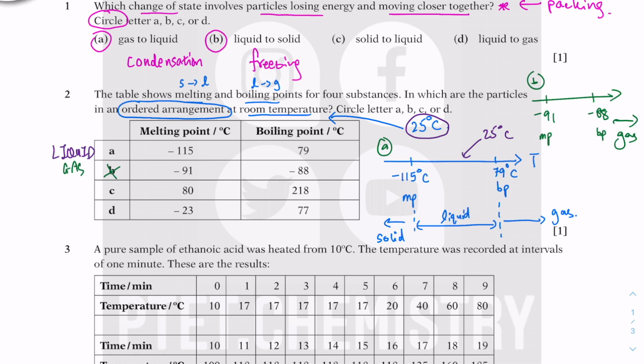I really think we are looking for a solid. But anyway, let me show you the rest of it. If I'm looking at C now, I have 80 degrees Celsius and 218 degrees Celsius. This is the melting point and this is the boiling point, 218. So 80 degrees Celsius is the melting point when you go from solid to liquid. So anything below it is still a solid because you haven't melted, right? So your 25 degrees Celsius is below 80 degrees Celsius, and therefore C is a solid. So essentially we're looking for a solid.